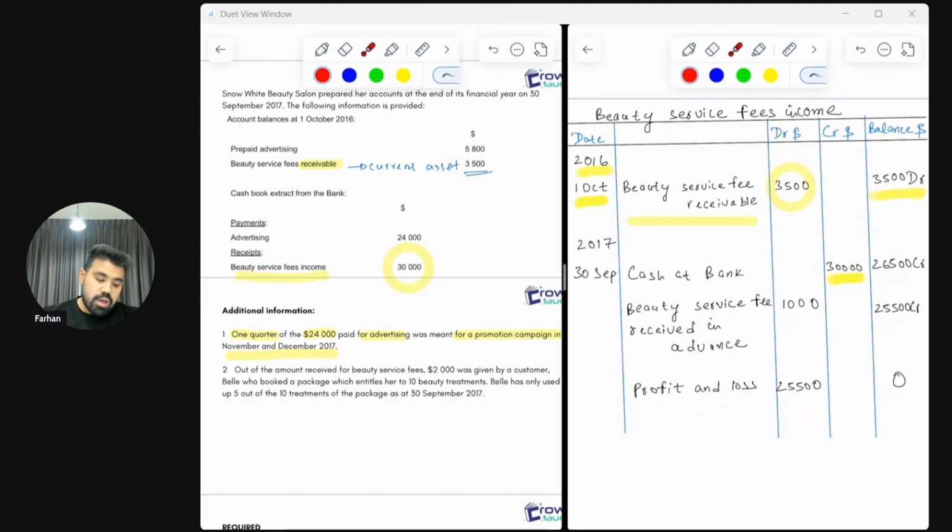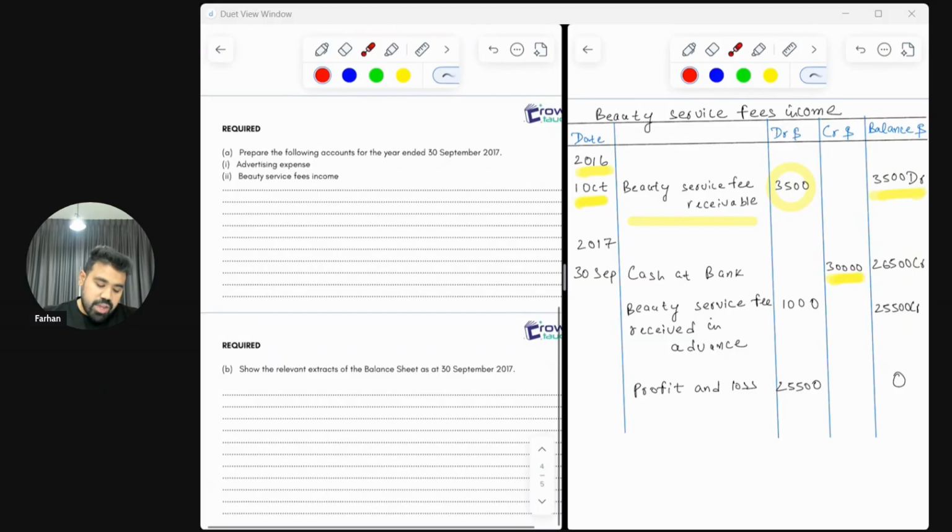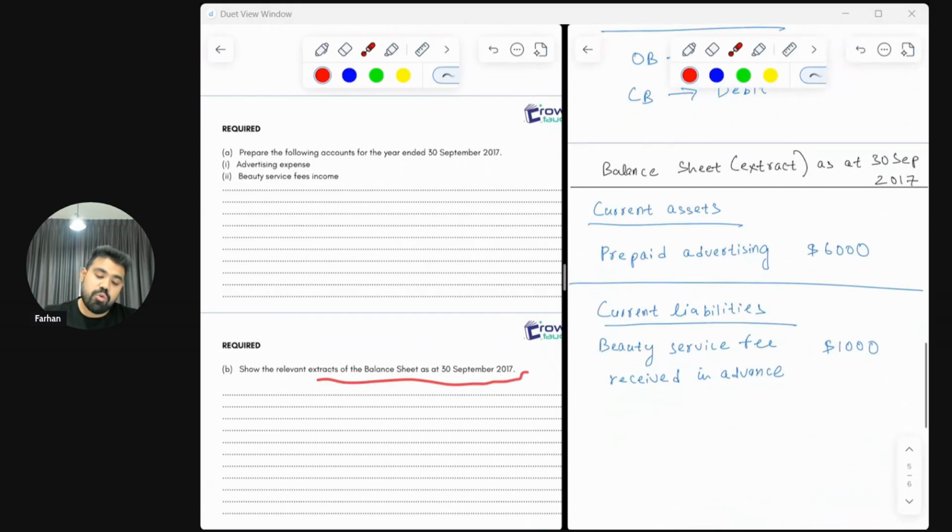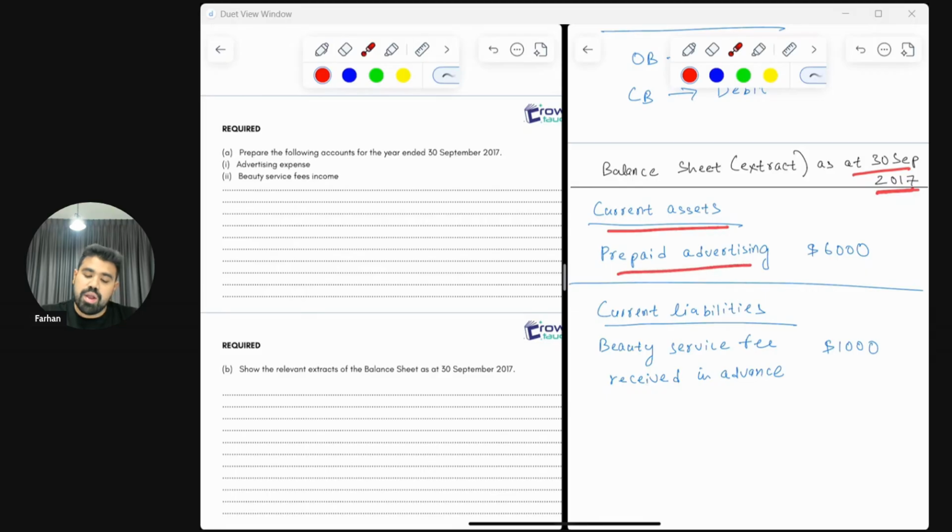Okay? Now, we have one more question, which is to show the relevant extracts of the balance sheet as of 30 September 2017. So this is very easy. So what we have to do is, if you were preparing the balance sheet at 30 September 2017, do you recall that we had 1 quarter of the $24,000, which was $6,000, relating to advertising payment for the month of November and December 2017. Therefore, they fall within the definition of a current asset because they refer to advertising for the next financial year. So under current assets, we're recording prepaid advertising of $6,000, and the discussion we just had a while ago for beauty service fees received in advance being a current liability of $1,000, which is what we will show in the balance sheet. So this is simply the extract, and it's very easy for you to get full marks.